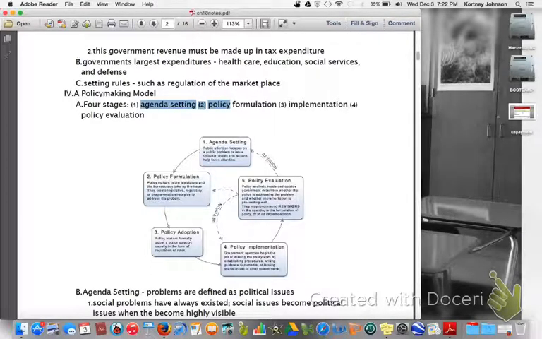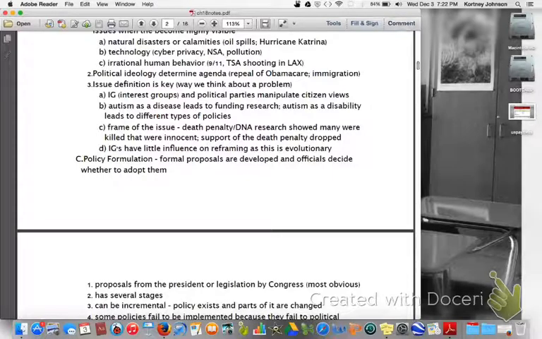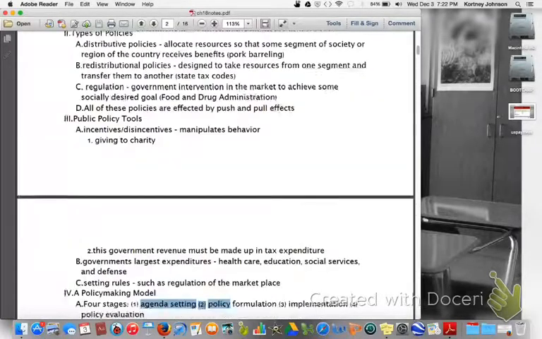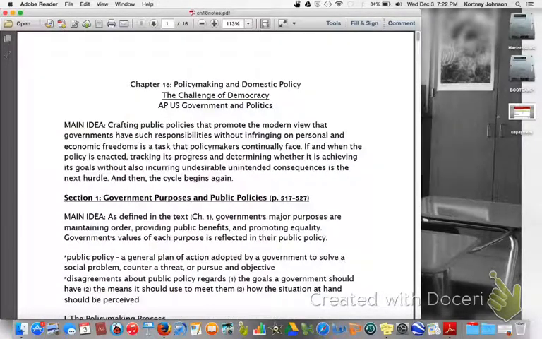Okay. Policy formulation, implementation, and policy evaluation. Remember on your free response on Friday that you will have to take either immigration or public assistance and go through that policy. Make sure that you look over those sections in your textbooks before Friday.